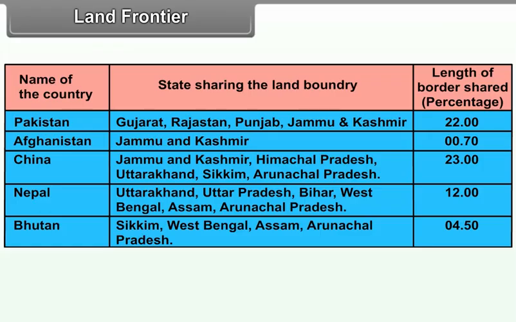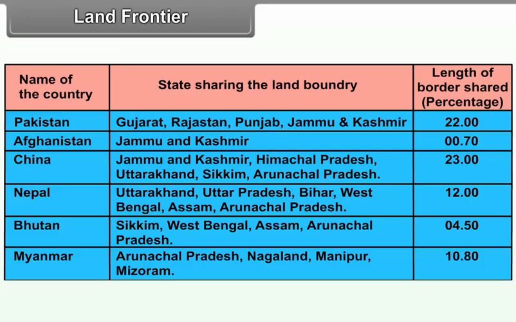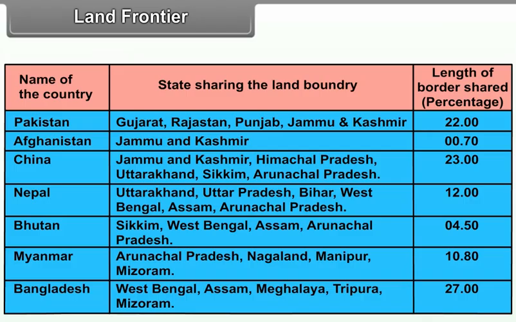Bhutan: Sikkim, West Bengal, Assam, Arunachal Pradesh, 0.50%. Myanmar: Arunachal Pradesh, Nagaland, Manipur, Mizoram, 10.80%. Bangladesh: West Bengal, Assam, Meghalaya, Tripura, Mizoram, 27%.